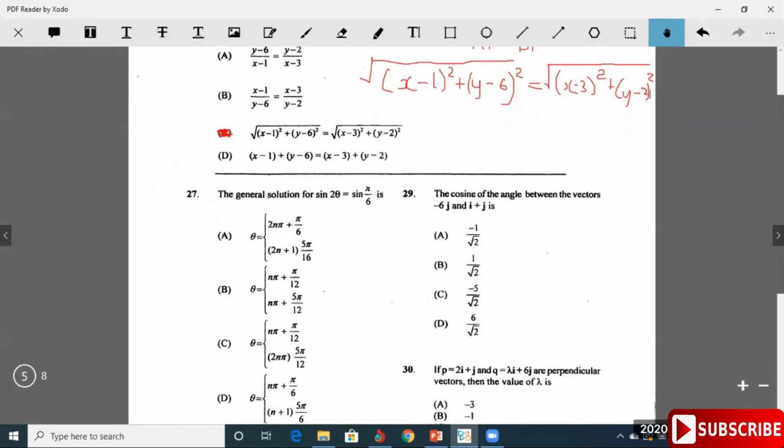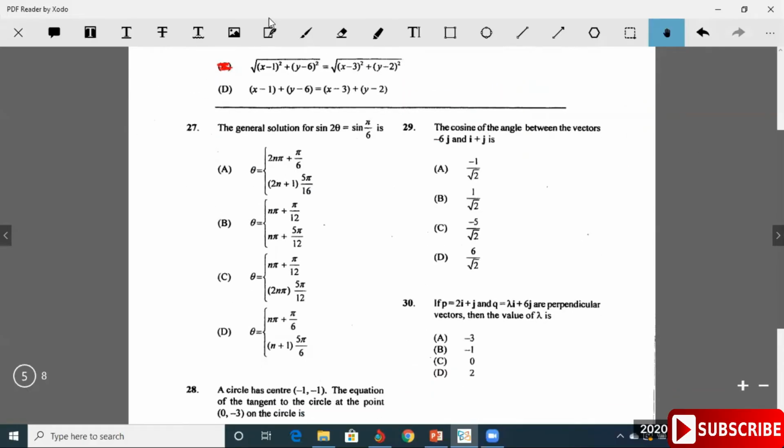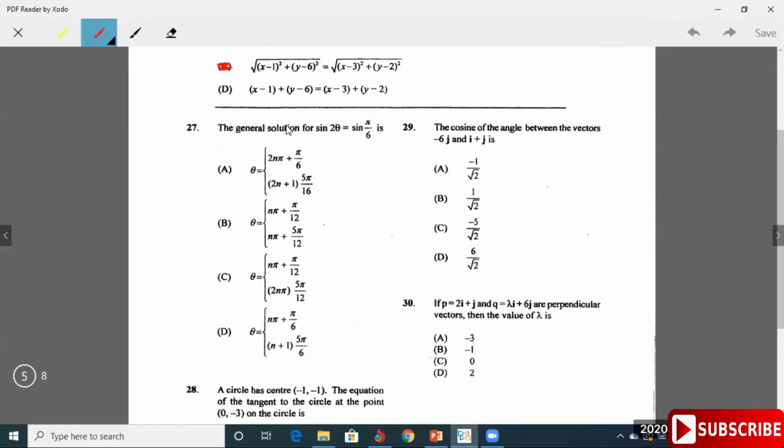Question 27. Question 27 is asking us to solve sine 2 theta equal to sine of pi by 6. Now, just to point out that the sine of pi by 6 is the sine of 30, and the sine of 30 is equal to a half. So we're solving when sine 2 theta is equal to a half. Let's do it on a clear space right here.